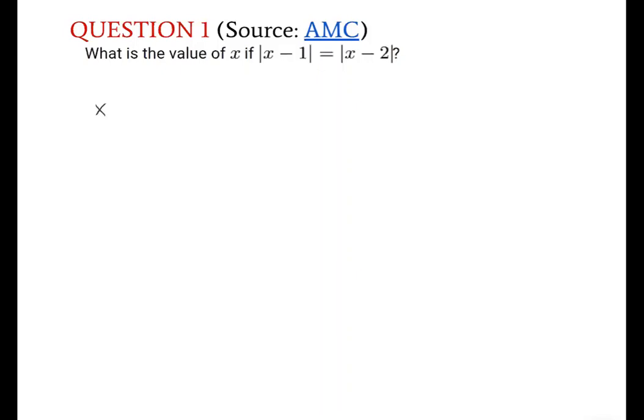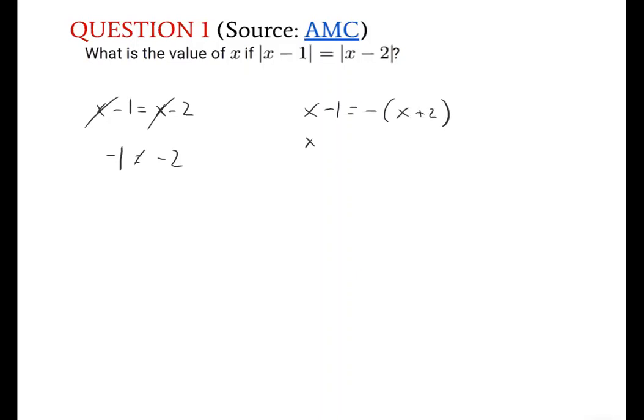I accidentally got rid of it. Oops. So let's first solve for this one. X minus 1 is equal to x minus 2. If you get rid of the x's on both sides, you'll find that it says that negative 1 is equal to negative 2, which is not true. So we can look at the other equality.